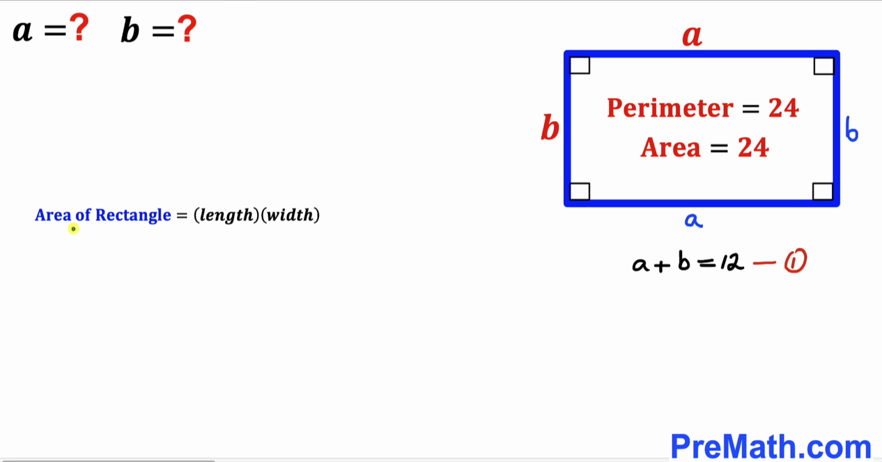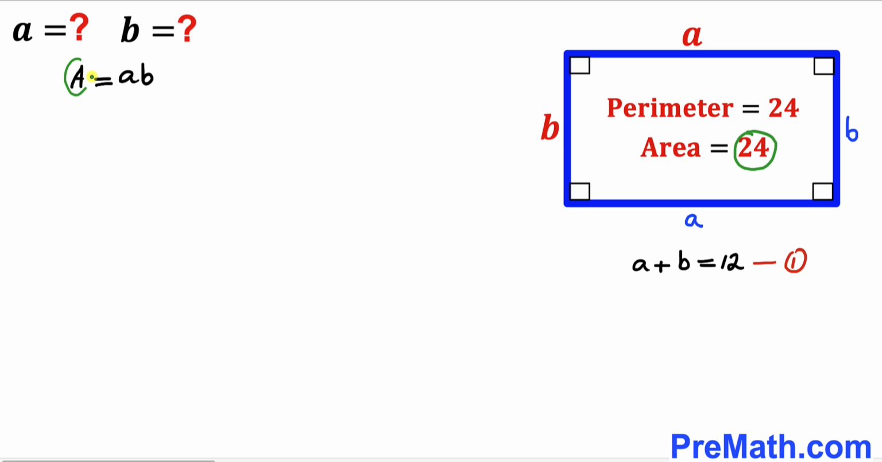Here's our next step. Let's recall the area of a rectangle formula. Area is always equal to length times width. In our case, the length is lowercase a and the width is lowercase b, so the area of this rectangle is a times b. We know that the area has been given to us as 24, so I am going to replace that value over here. Our a times b value turns out to be 24, and I'm going to label this as our equation number 2.